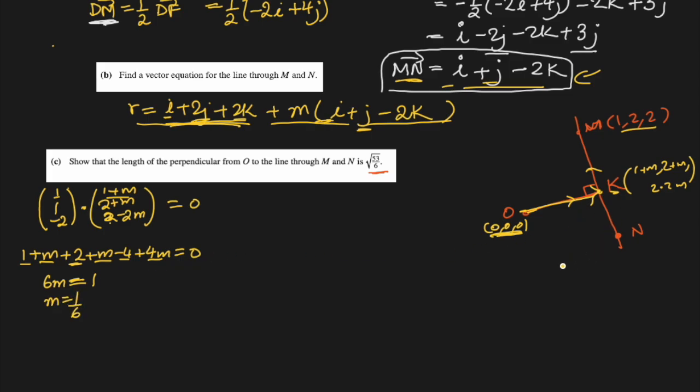So the coordinates are known to us now. Coordinates of K are 1 plus m, 1 plus 1 over 6, 2 plus 1 over 6, and 2 minus 2 over 6, which comes out to be what? 7 over 6, 13 over 6, and 12 minus 2, 10 over 6.